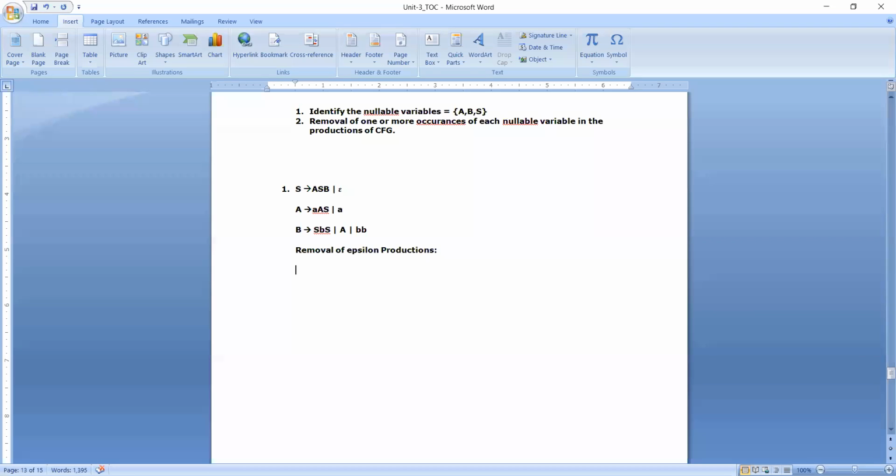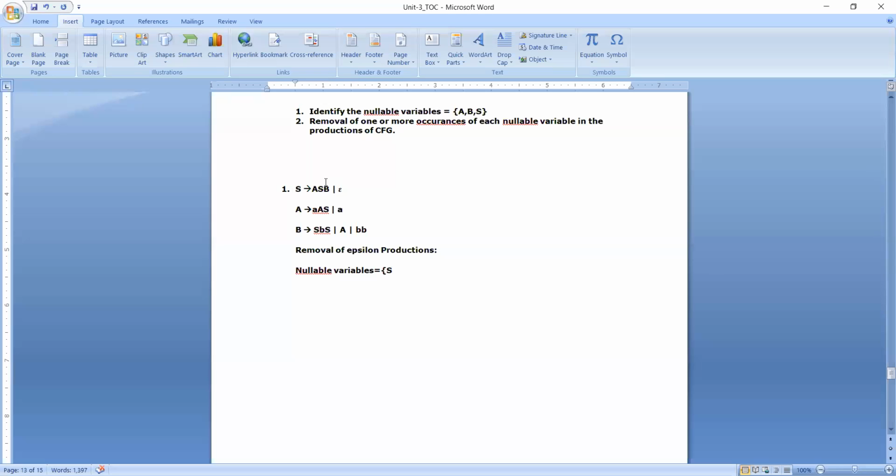So if I want to remove the epsilon productions, the first and foremost thing we need to do is identify what are the nullable variables. What are the nullable variables? Now please check what are the nullable variables there. Now you can see we have S. S is a variable which is directly deriving the epsilon production. So we can say that S is a nullable variable.